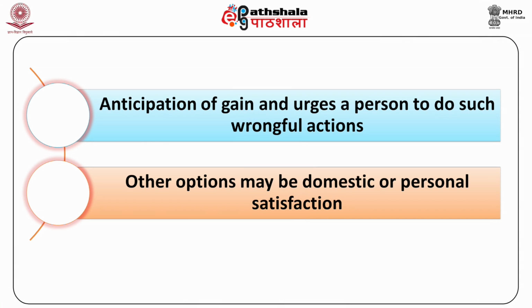Motivation incites the forger to simulate a genuine signature, mainly to extort money illegally, and it is this anticipation of gain that urges a person to do such wrongful actions. Other options may be domestic or personal satisfaction.